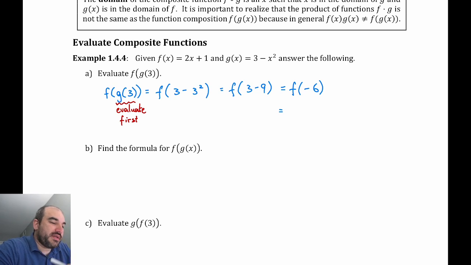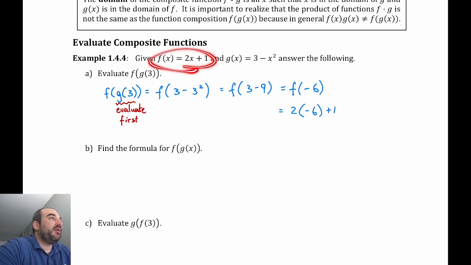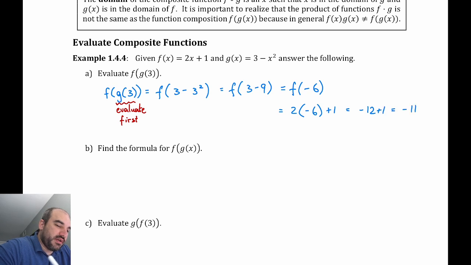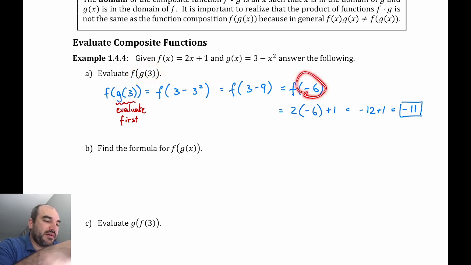Then this is telling me to plug negative 6 into f of x, which will be 2 times negative 6 plus 1. That's coming from the function f, right? It's 2x plus 1. So we plug in negative 6 for x, which gives us negative 12 plus 1, which is negative 11. So this is an example where we have a composition of functions, but inherently we're just evaluating it for a number. We can start from the inside, evaluate the inside function with that number, and then evaluate the outside function with the resulting number, which was negative 6.